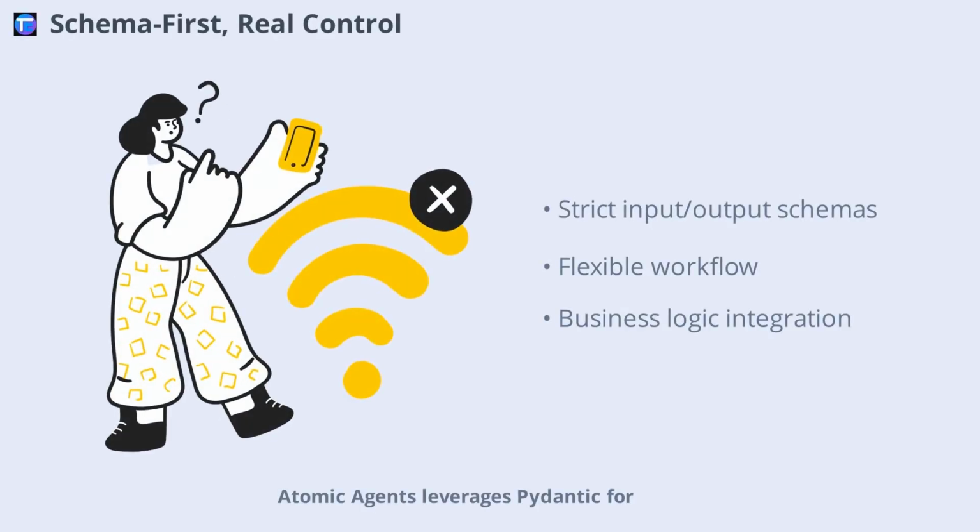Atomic Agents leverages Pydantic for type safety, but avoids unnecessary reinvention. You define strict input and output schemas, ensuring consistent results. Unlike other frameworks, you're not forced into rigid chaining. You can insert business logic wherever you need. This flexibility means you can adapt your workflow to real business requirements, not just what the framework allows.